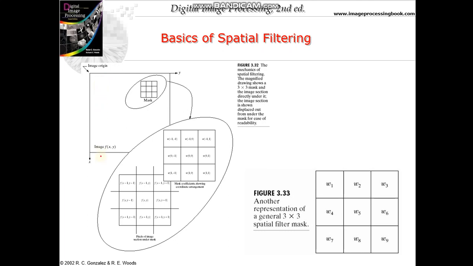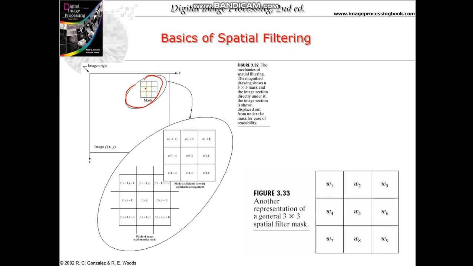Here is the image under consideration, image f of xy. Here is the x-axis and here is the y-axis, and we are considering a 3 by 3 neighborhood of that image. So we have this circular region, we are zooming in here. So here are the mask coefficients. What is shown here is we are performing a convolution operation on the image using a mask.